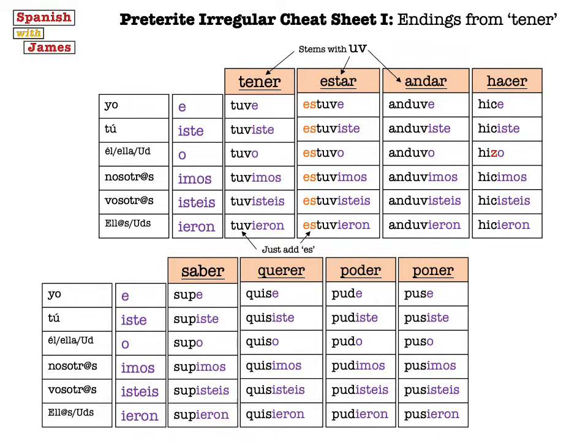And notice that this is really similar. The puse is very similar to pude. All you need to do to get from poder to poner is swap the d for an s, and you're there. So again, a nice little hack to learn these two verbs together.